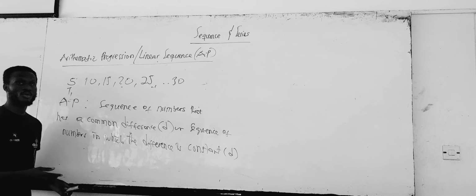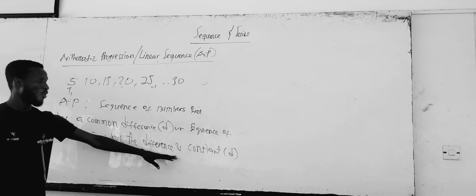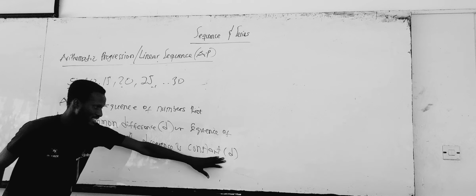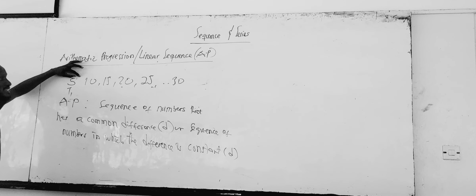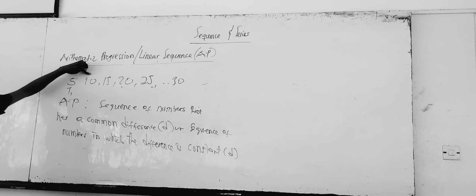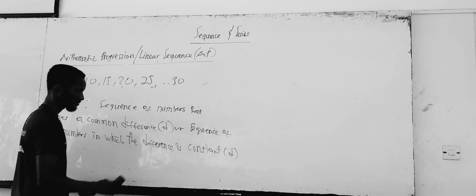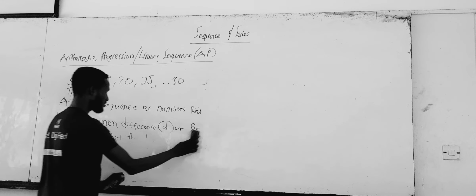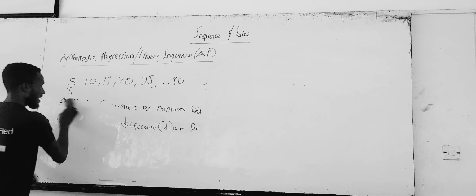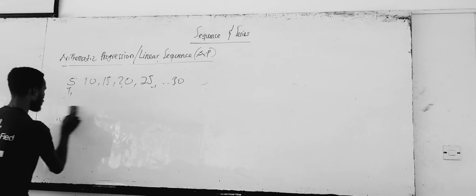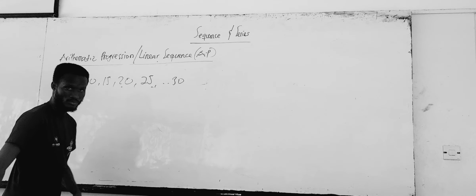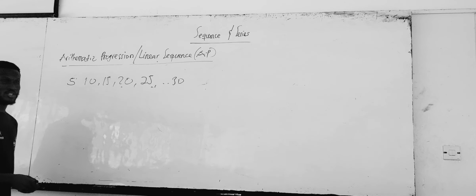If you're able to get a common difference, you can generate all of them. Since the common difference, or the constant difference, is D, which means D is 5, because we added 5 to the 5 to get a 10, we added 5 to the 10 to get a 15. So D becomes the constant difference. Let's see how we can generate the formula related to this.